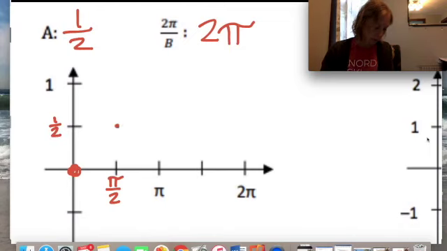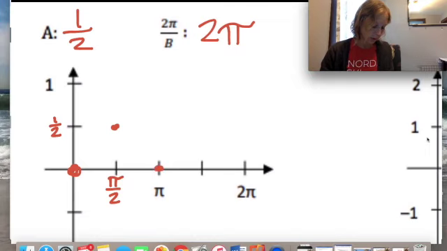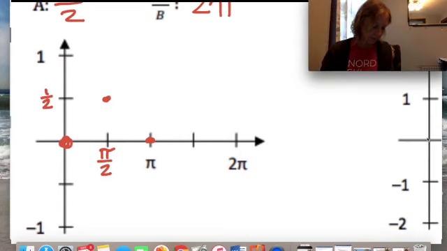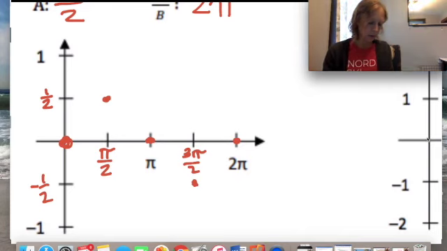So I'm going to go up to 1/2, and then I'm going to start heading down. On my way down, I'll go through the x-intercept at pi, and then I'll reach my minimum of -1/2, and I'll reach that when I'm at 3 pi over 2. And then I'll come back and land on the x-axis again at 2 pi. Now I can draw in my curve. So I go up, down, and back up again.